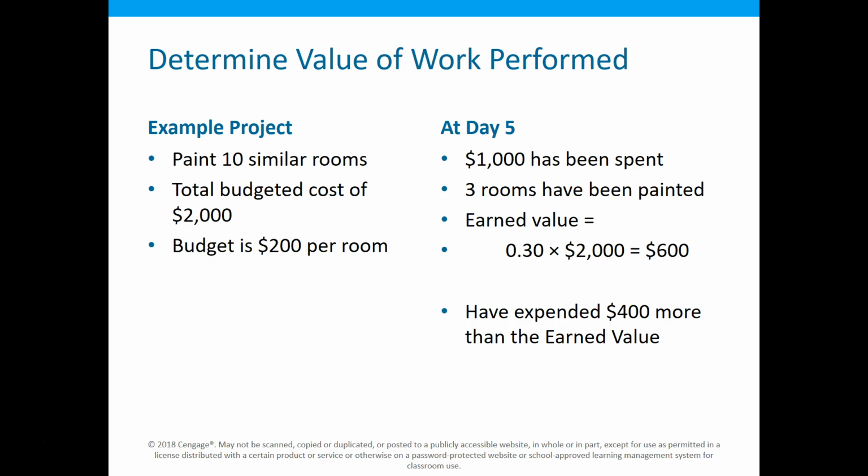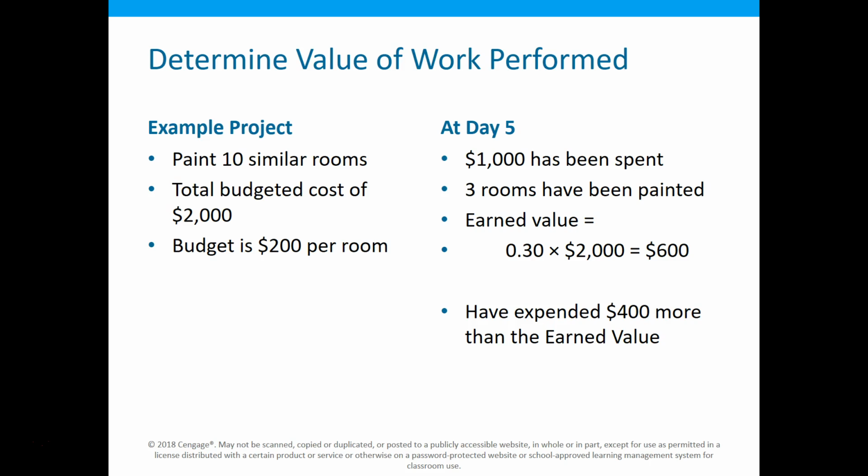So here's an example. We're going to paint 10 rooms. We budgeted $2,000, so in other words, $200 per room. We've spent $1,000, but we've only painted 3 rooms. So right off the top of my head, we spent half our budget, right? Have we got half the rooms painted? So we know right off just by looking at it, but we need to come up with a mathematical model that we can look at it that way.